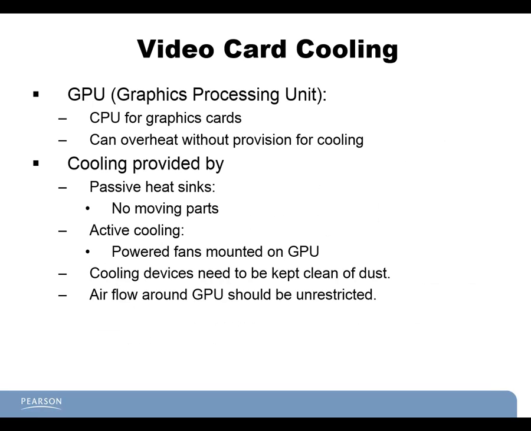So again, a GPU is a graphics processing unit. It is a CPU for graphics cards. They're generally found on a graphics card. Most modern graphics cards are also going to have fans and heat sinks and such on the card itself, because it can overheat just like the CPU in your computer can. Again, passive and active heat cooling. Remember, passive is no moving parts. That's the heat sink. Active is a fan.